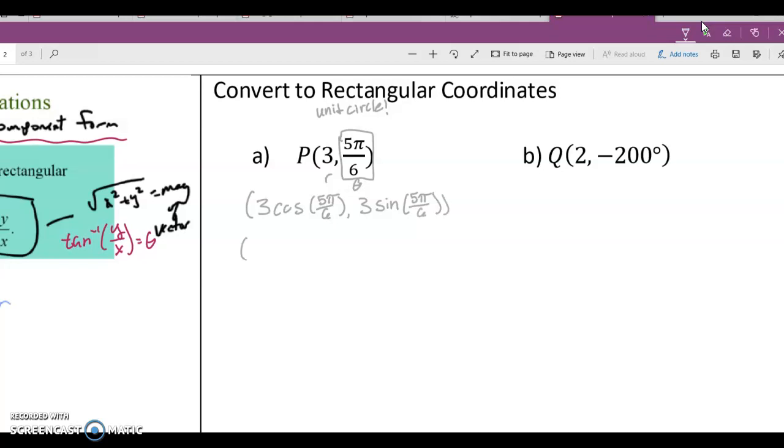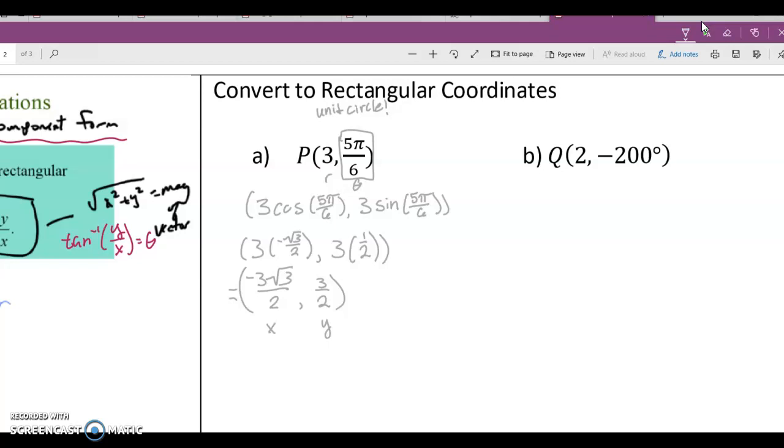So using our knowledge of the unit circle, we know that the cosine of 5 pi over 6 is equal to negative root 3 over 2. And then the sine of 5 pi over 6 is equal to 1/2. So our final answer is going to be negative 3 root 3 over 2, my x coordinate. And then my y coordinate is going to be 3/2. So this is x and this is y.